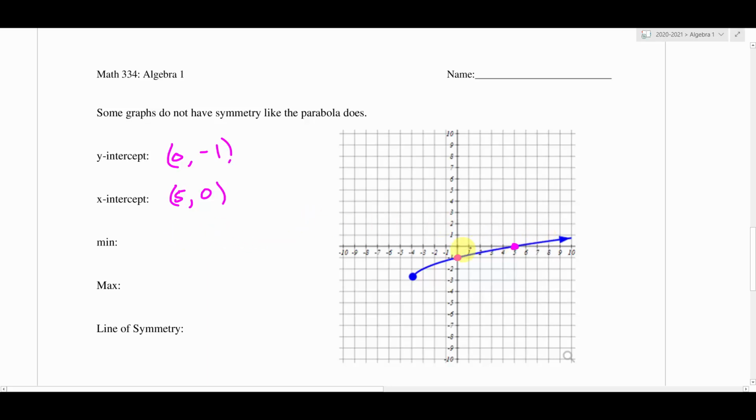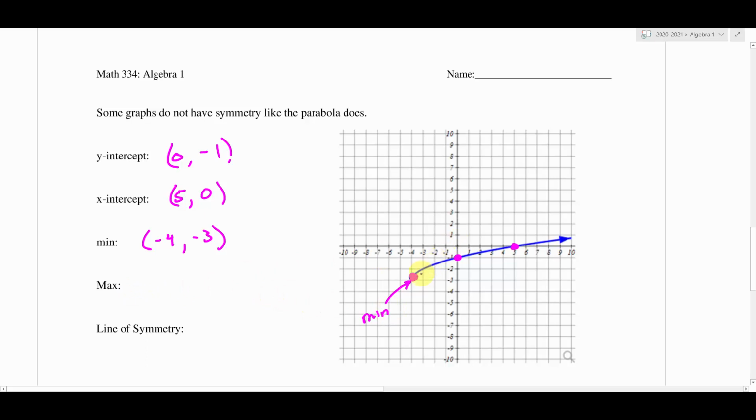Minimum, lowest point on the graph, right? So if I were riding my function like a roller coaster, how low would this roller coaster go? So if I'm riding it, I'm going down, down, down, down, down, and then it stops. So this becomes my lowest point, which occurs at (-4, -3). Okay, so this point right here, that is a minimum.